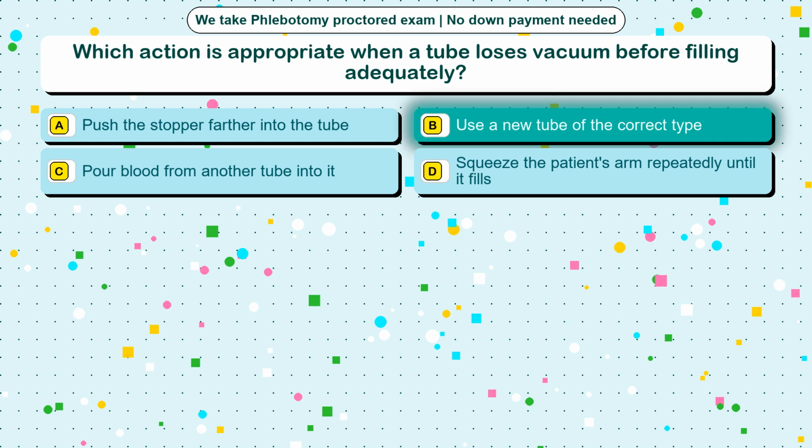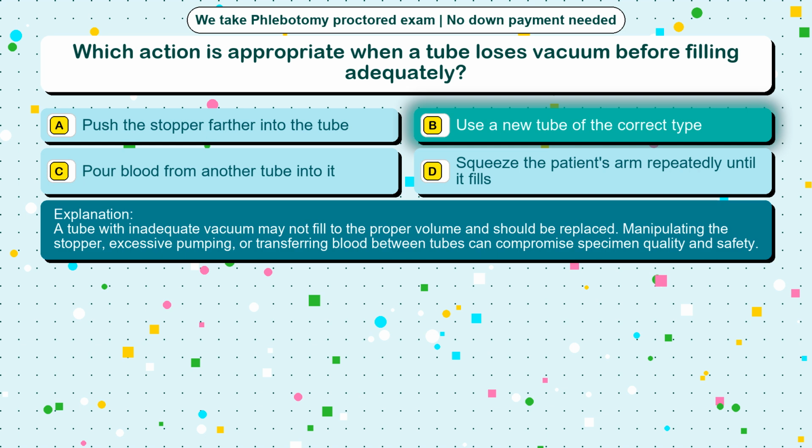The correct answer is option B, use a new tube of the correct type. A tube with inadequate vacuum may not fill to the proper volume and should be replaced. Manipulating the stopper, excessive pumping, or transferring blood between tubes can compromise specimen quality and safety.